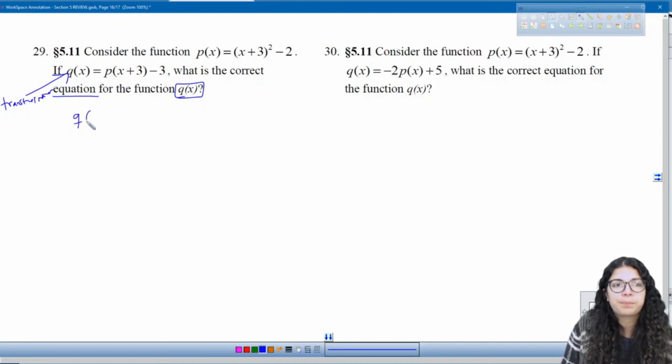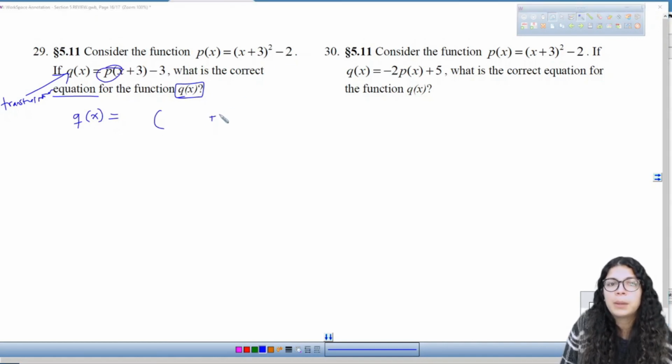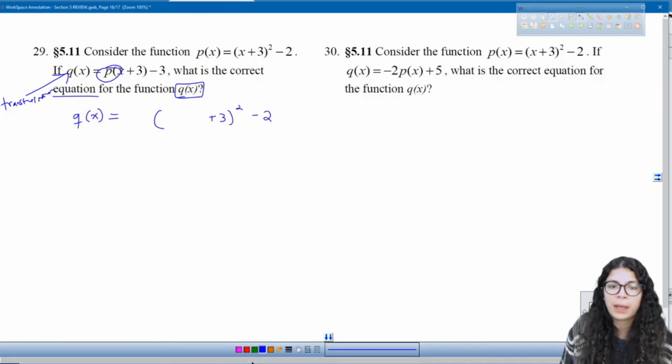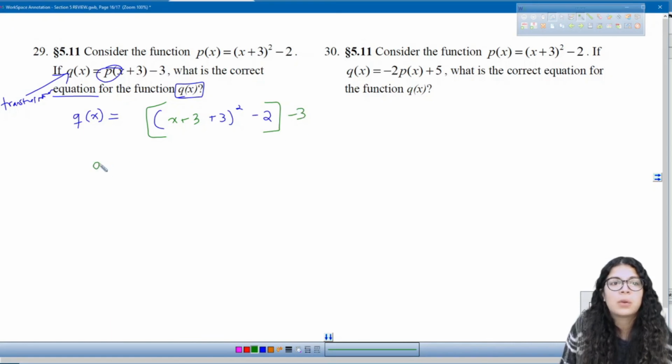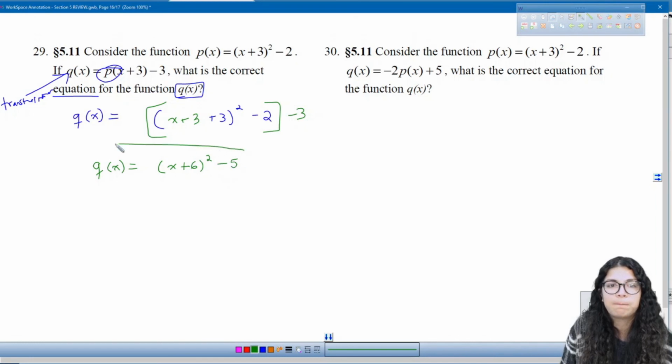So let's go ahead and write q of x is going to be p of x. Now what is p of x? P of x is input plus 3 squared minus 2. Okay. Now it's q of x is not just p of x. It's p of x with transformations happening. So on the inside in the input, instead of just x, it's x plus 3. And then on the outside, to the output, right, we need a minus 3 on the outside. So q of x, if we just simplify, and we started with vertex form, so we can leave it in vertex form, would be x plus 6 squared minus 5.